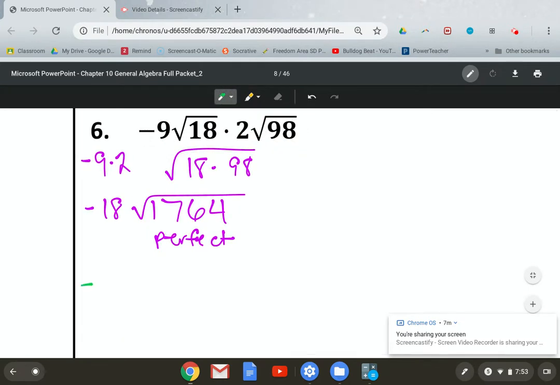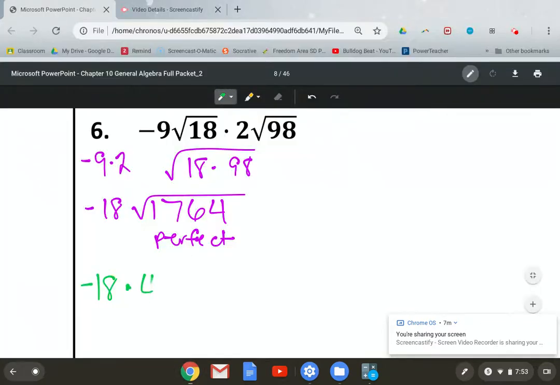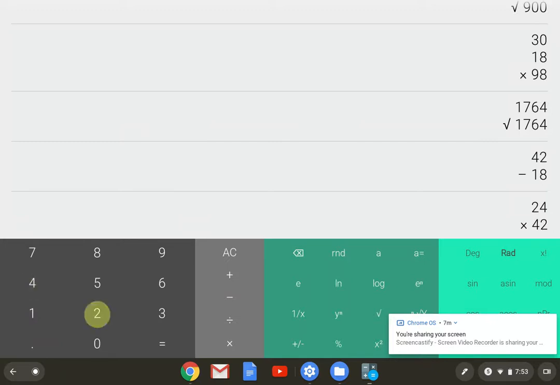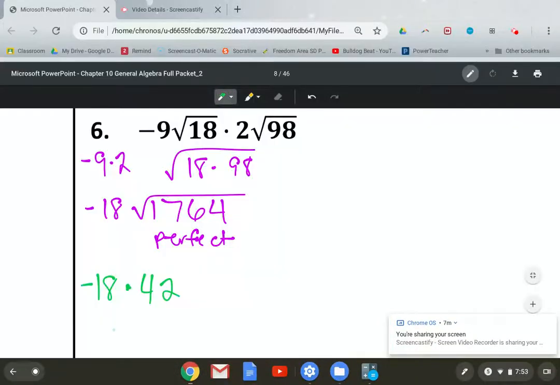So bring down your negative 18. The square root of 1764, didn't we just find, was 42? So I can just do 18 times negative 42, or excuse me, negative 18 times 42. Okay, negative 18 times 42. That's what you get when you're using a computer calculator. Negative 756. Boom. It's done. That's it.